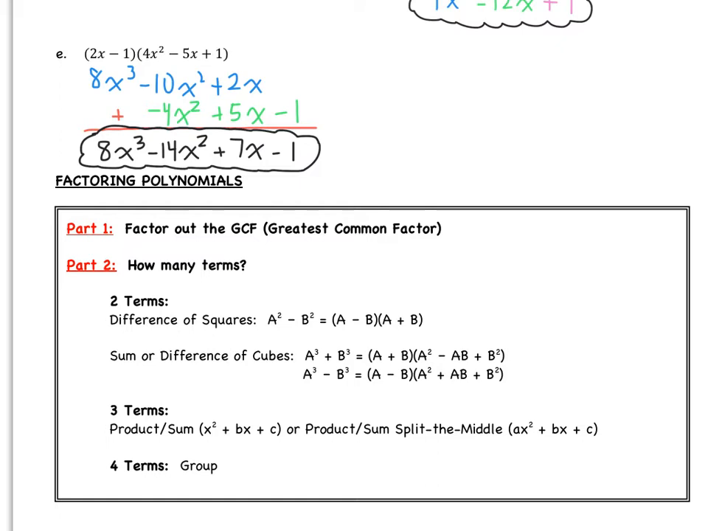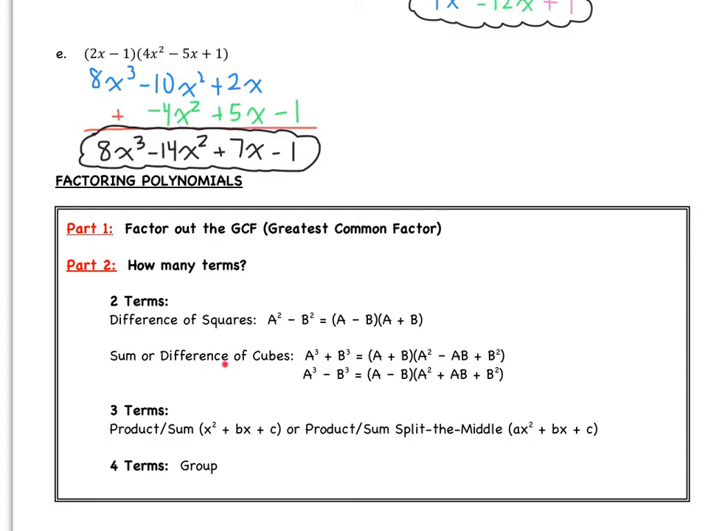The next thing we're going to look at is remind ourselves about factoring polynomials. All right, so step 1 is we always look for the greatest common factor, or the GCF, okay? Then part 2 is we need to look at how many terms the polynomial has. If there's only 2 terms, we look at a difference of squares. Are both of the terms perfect squares, and are we subtracting? If that's the case, we factor it as a minus b, a plus b.